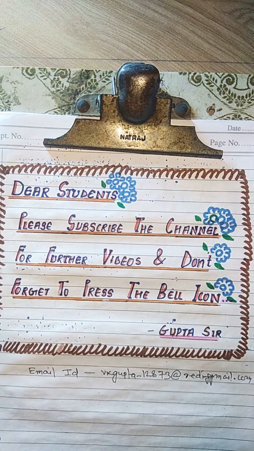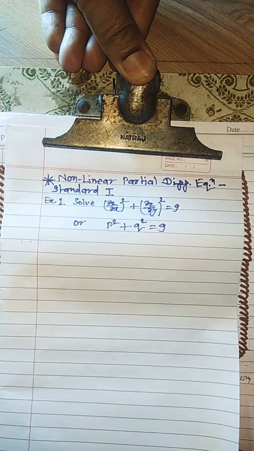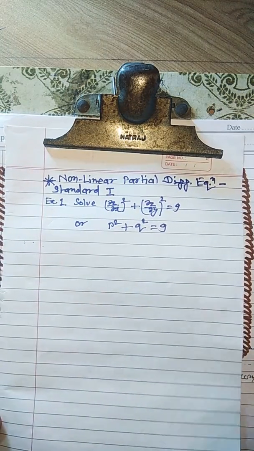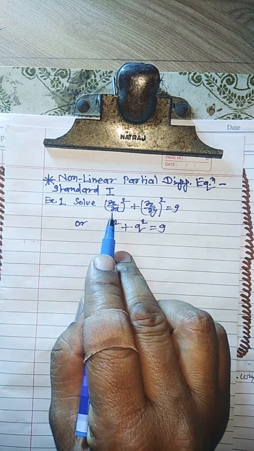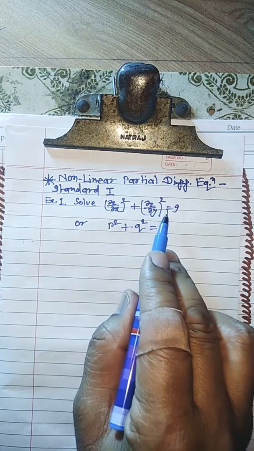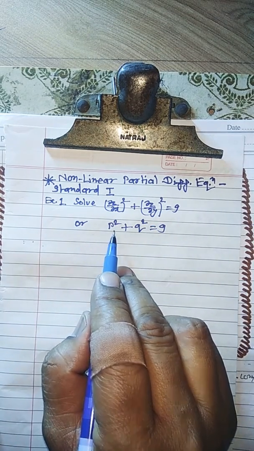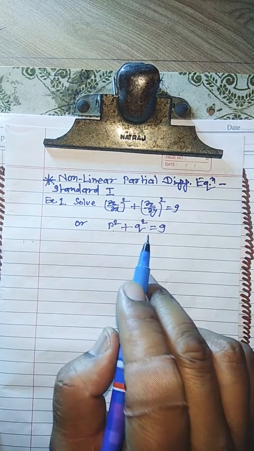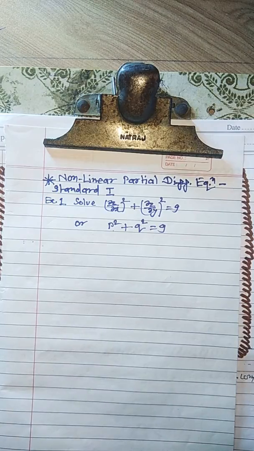Okay, now we take a problem. Suppose this is the given partial differential equation. Del z upon del x whole square plus del z upon del y whole square is equal to 9. That is p square plus q square is equal to 9. Now we have to solve. This is a standard first non-linear type of partial differential equation.